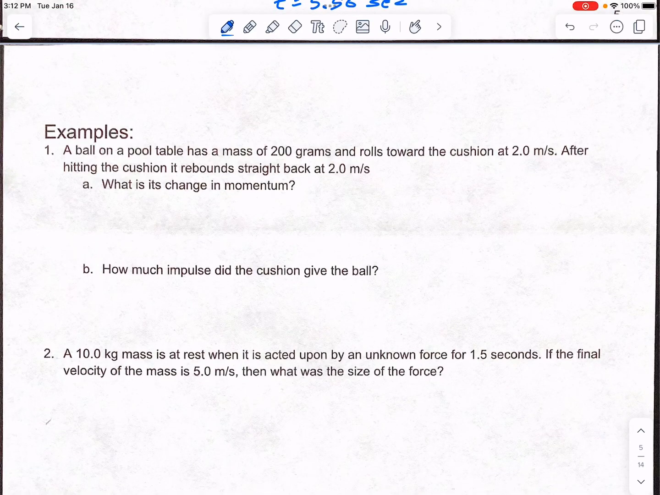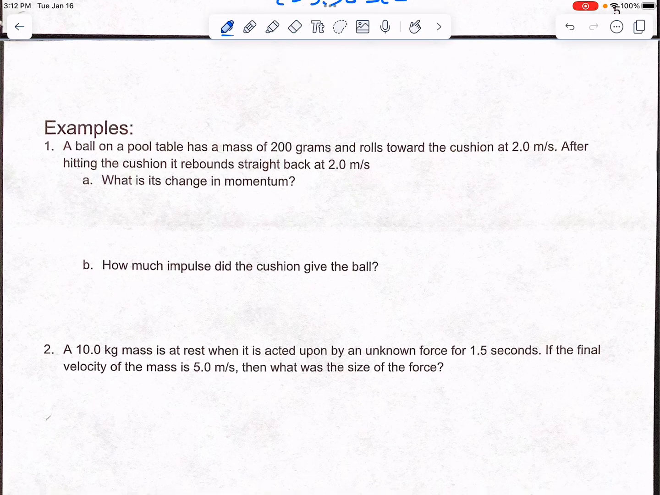Okay, moving on to the next example. I have a ball on a pool table that has a mass of 200 grams. We can't have that, so remember, divide by 1,000 to fix that. So that's 0.200 kilograms, there's your mass. It rolls towards a cushion at 2 meters per second, so there's a velocity.